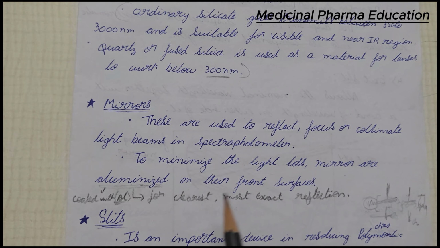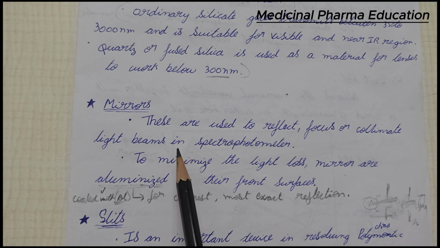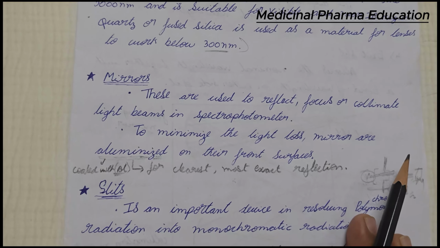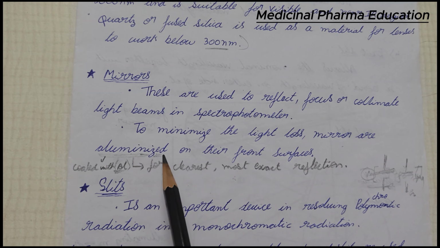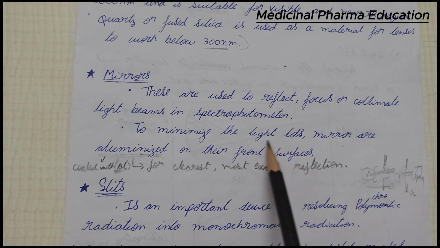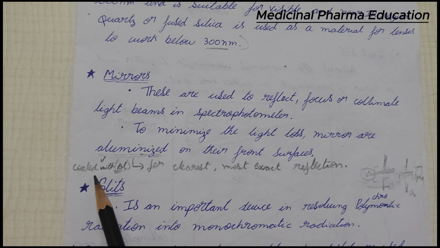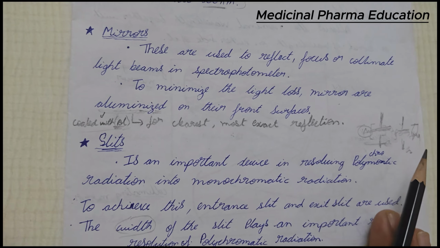Next, mirrors. These are used to reflect, focus, and collimate the light beam in the spectrophotometer. To minimize the light loss, mirrors are aluminized on the front surface. To prevent the loss of the light, there is an additional coating of aluminium. That's it. And the next, the slits.